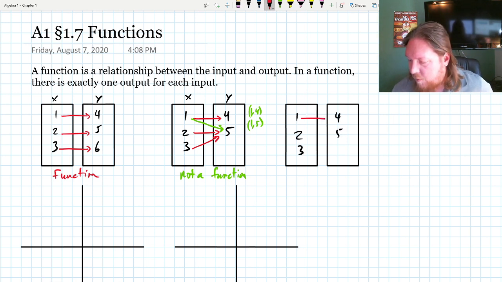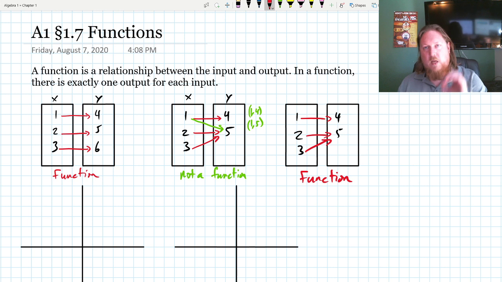It's okay if 1 goes to 4, 2 goes to 5, and 3 also goes to 5. That's still a function. That's okay. It doesn't have to be a unique output. It just can only go to one place. But that green arrow of 1 going to 5 changed it to where it makes it not a function anymore.